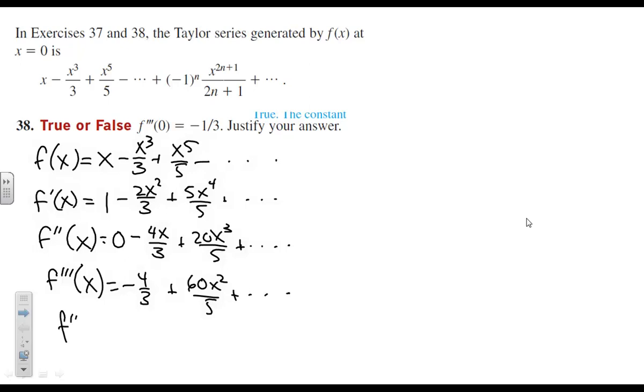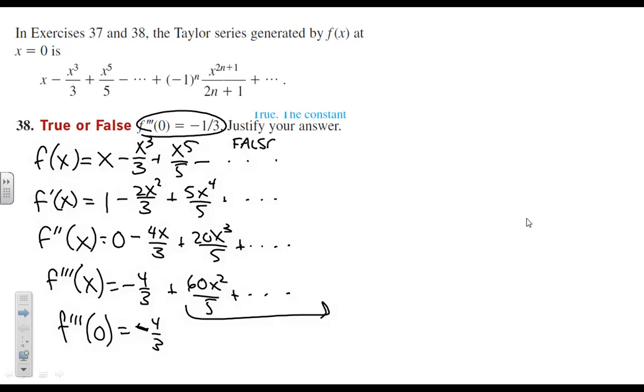And so when I plug in 0, all of these terms from here on turn into zeros. So I get negative 4/3 as the third derivative of this function at 0. So it doesn't seem to be equal to negative 1/3. So this answer is false.